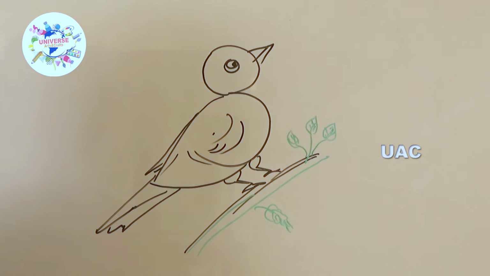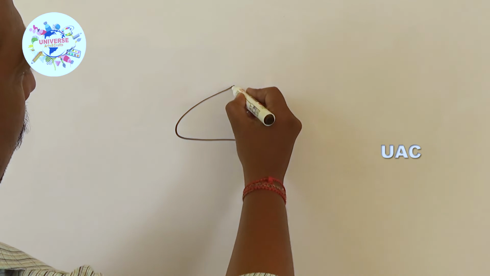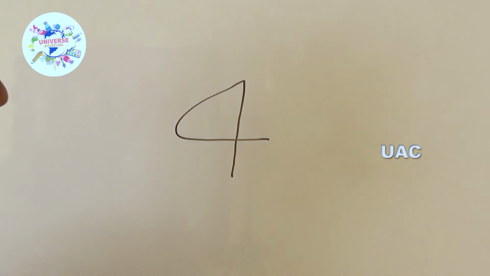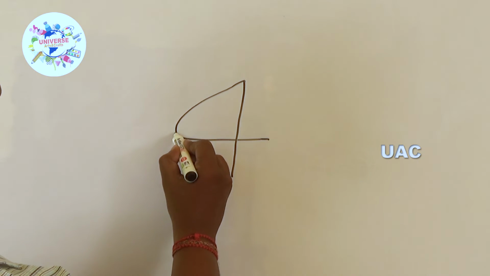What is it? It's a parrot. A parrot is a beautiful bird. Number 4. Now let's draw a man sitting on a bench. Children, it's so creative.